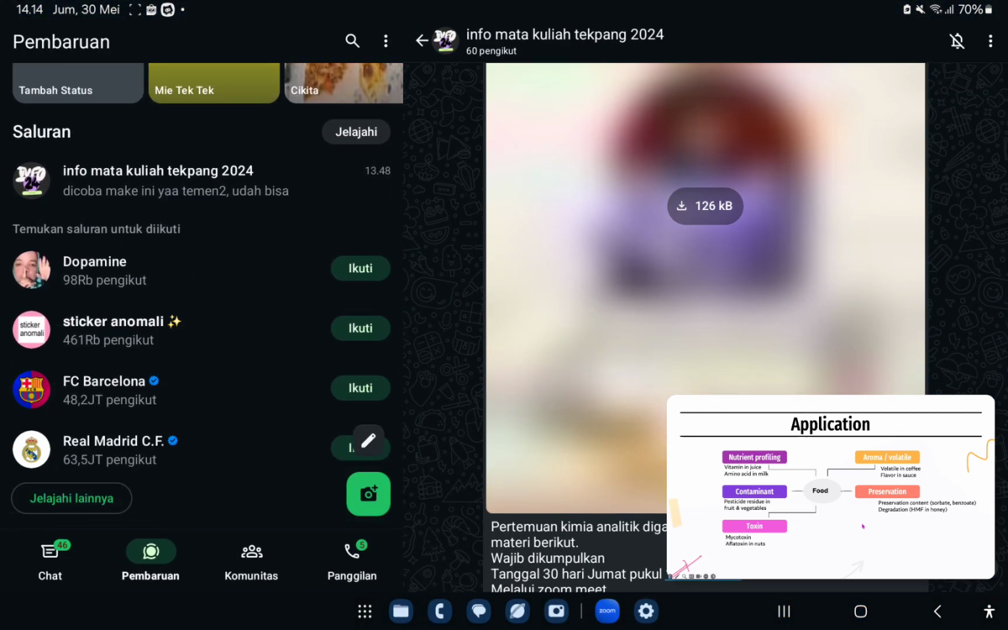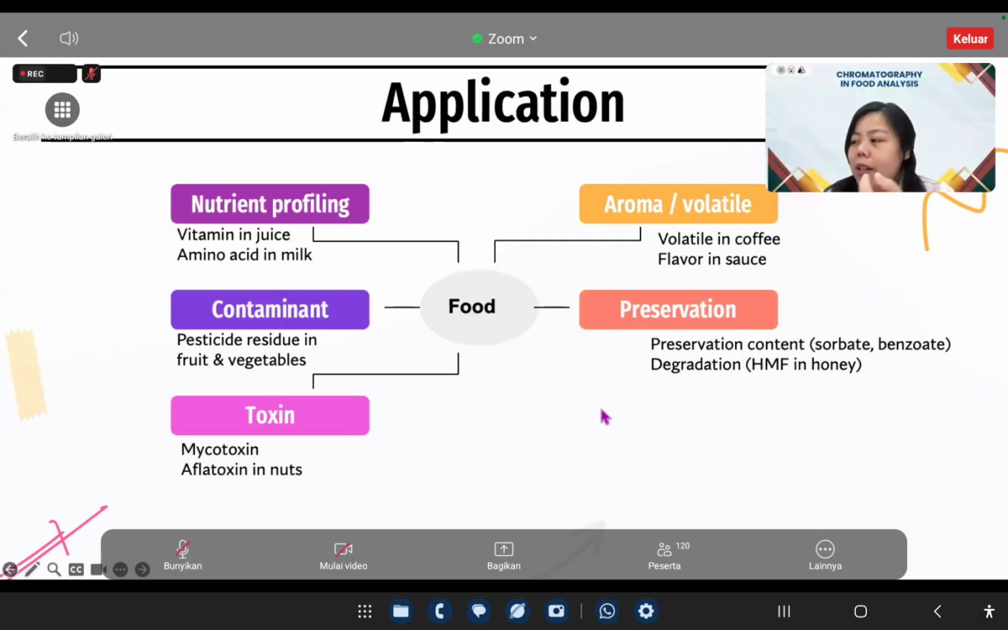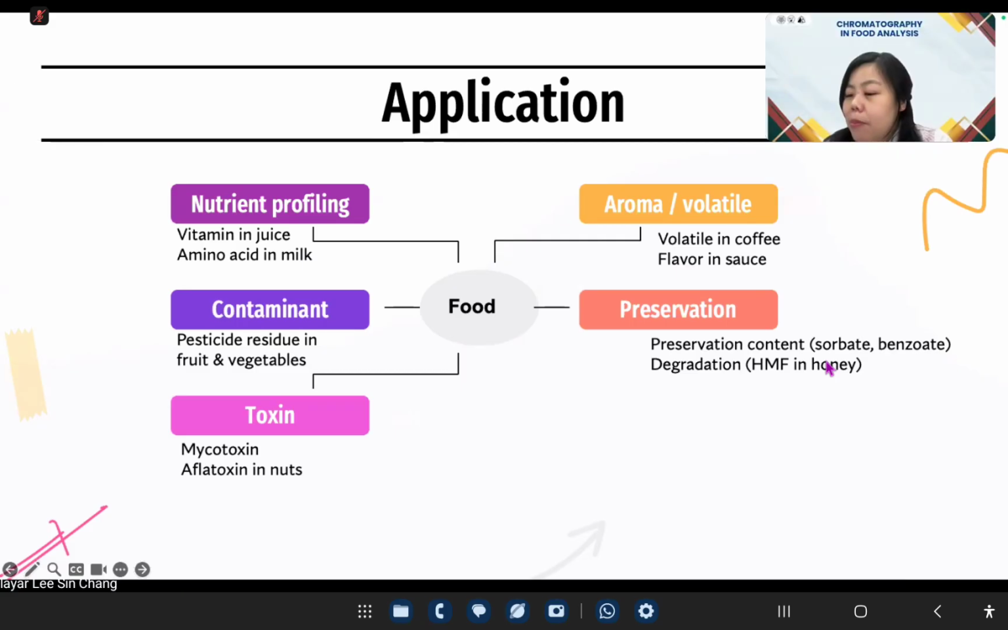We want to know whether there is an addition of preservative or not, because sorbate and benzoate are very common preservatives. Sometimes the industry will add acid, and the amount is too much, which is not healthy at all. So we need to detect if the sorbate and benzoate amount exceeds the safety limit, then the company will get a penalty for this.